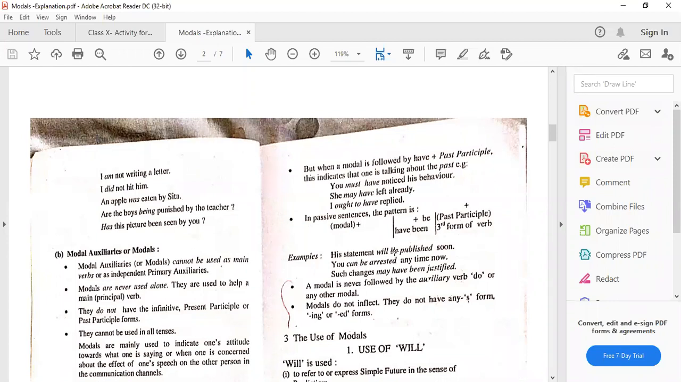His statement will be published soon. This is the passive form. Will be published. You can be arrested at any time. Such changes may have been justified.